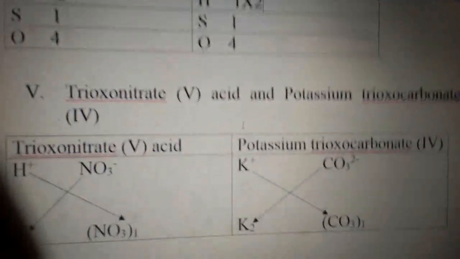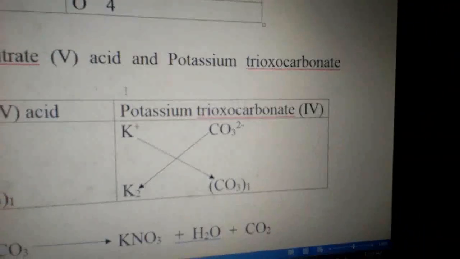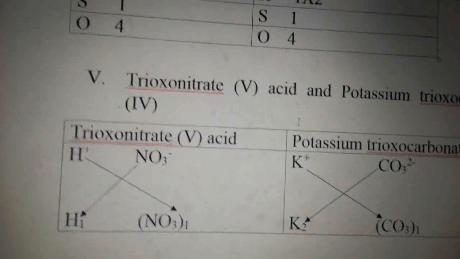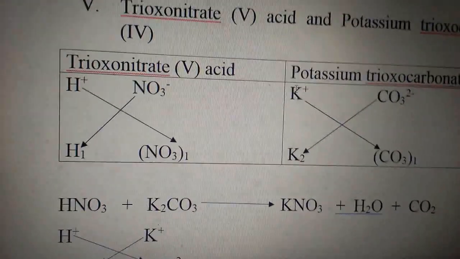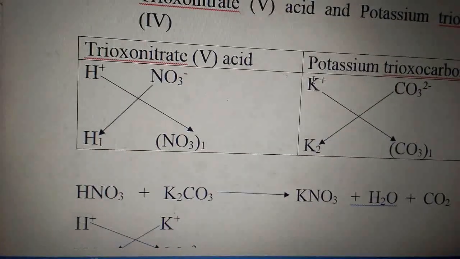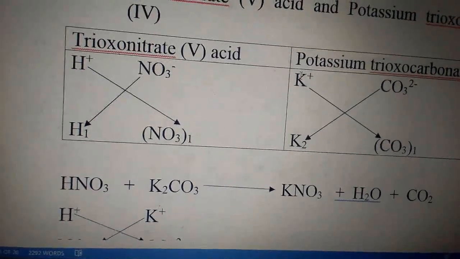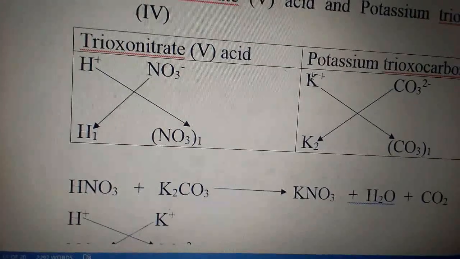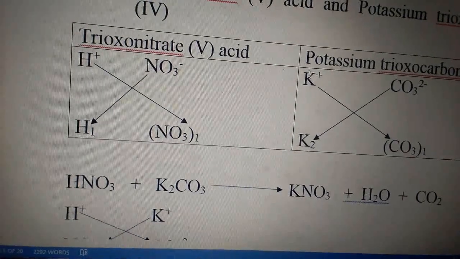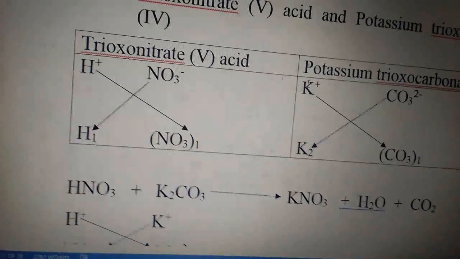We'll go to the fifth reaction, or equation, that says we have trioxonitrate(V) acid and potassium trioxocarbonate(IV). First of all, again, as we normally do, we have to get the right formula of the reactants. Trioxonitrate: tri means 3 oxygen, nitrate indicates nitrogen, so that's NO3. You calculate the charge of the radical, which is -1. You have been taught how to do it earlier on in this video.